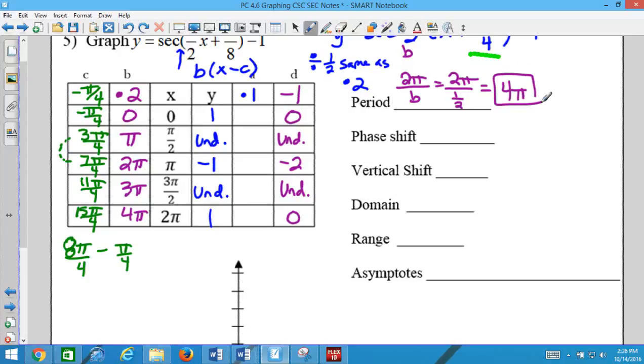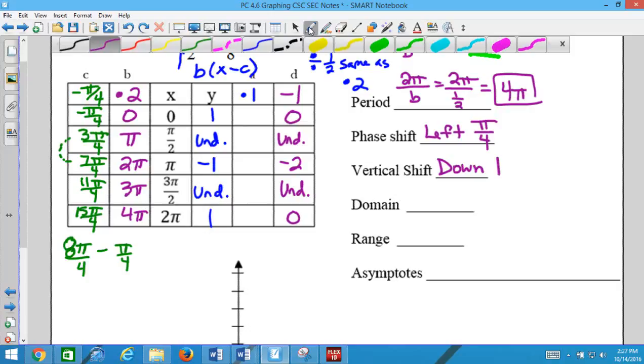The phase shift, that would be the C. What is that doing? It's moving it left, pi over 4. The vertical shift, that would be my D value, and we are going down 1. The domain and the range, I'm going to come back to those in just a moment. And the asymptotes, we'll go ahead and graph it first before we fill out those last 3.